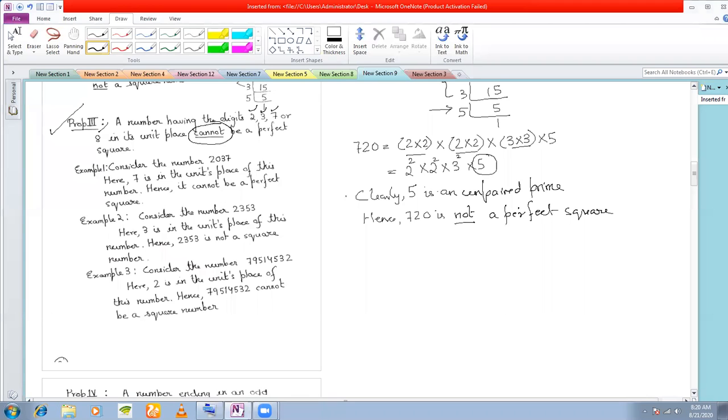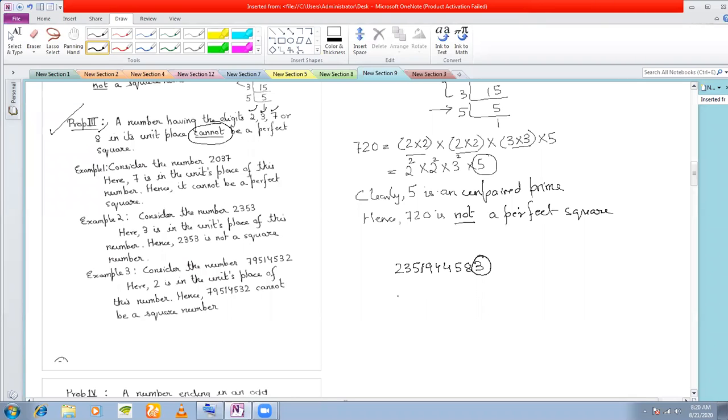Howsoever big the number is. Suppose I give you this number. A big number I give you. Can you say whether this number is a perfect square or not? It is not a perfect square because I see that 3 is in the units place. Directly I can say it is not a square number.